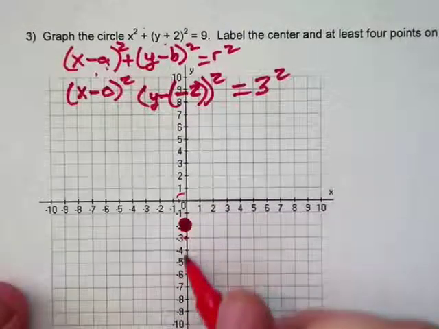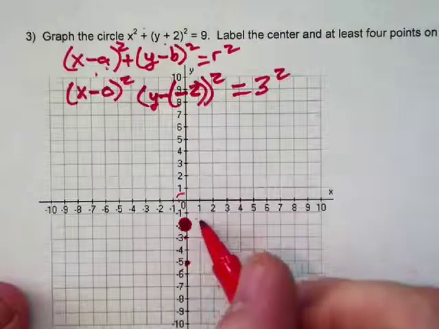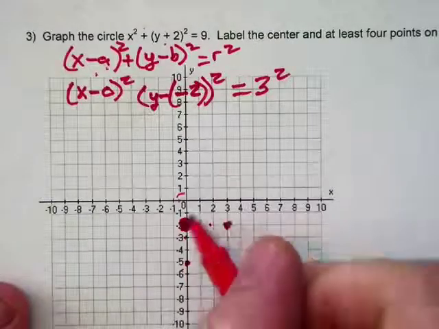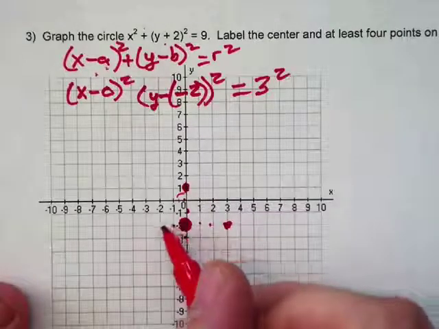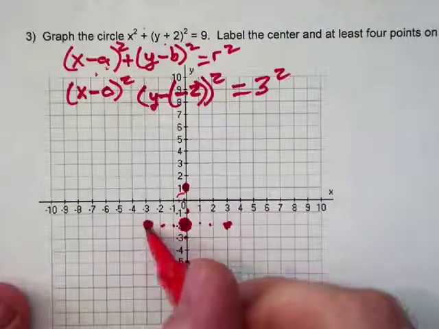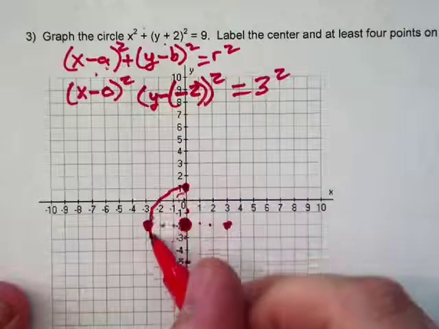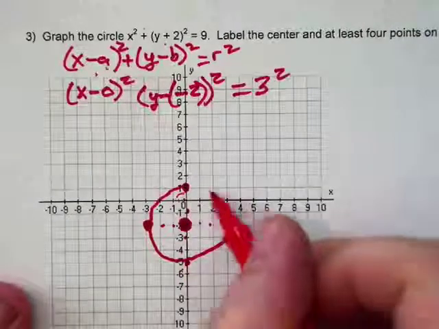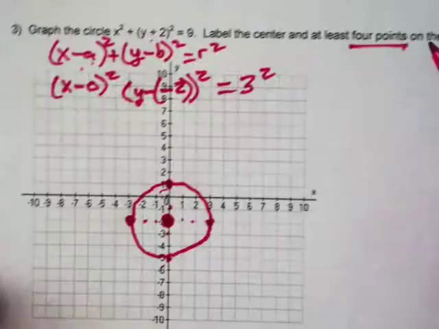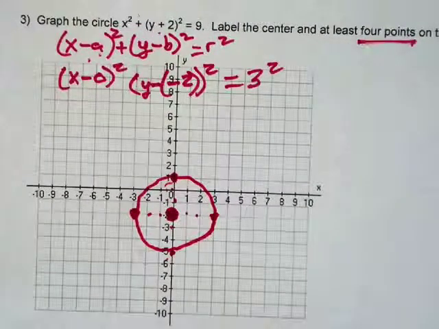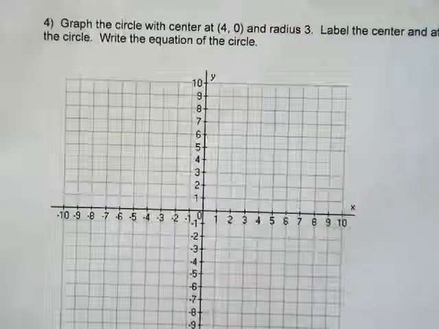So 1, 2, 3, 1, 2, 3, 1, 2, 3, and 1, 2, 3. So you can see the circle is going to be about that big. And you can label the 4 points based on the radius, where we put those 4 points. So that gives you an idea on those first ones. Now let me just show you the beginning of number 4.